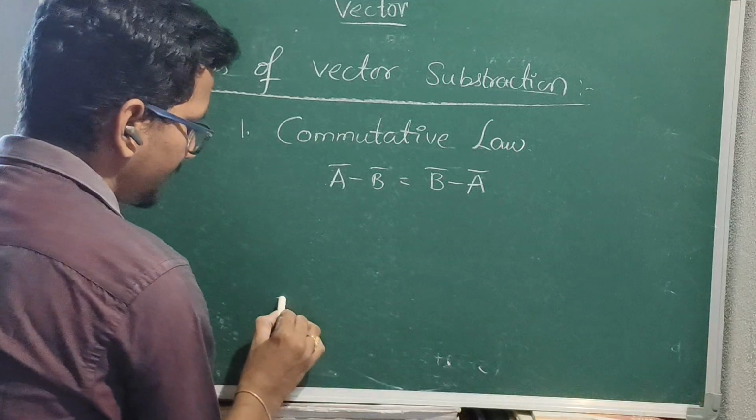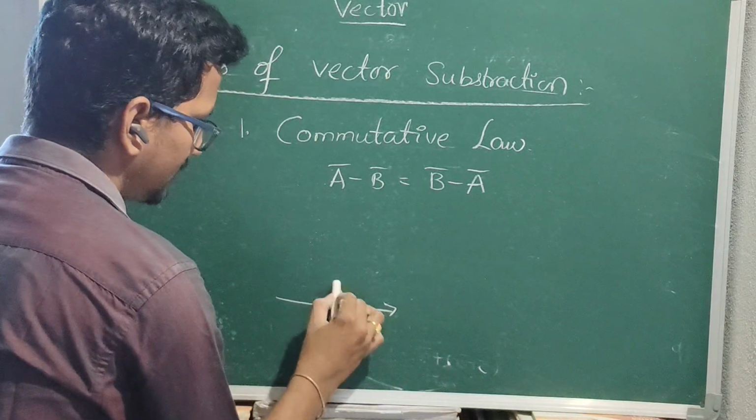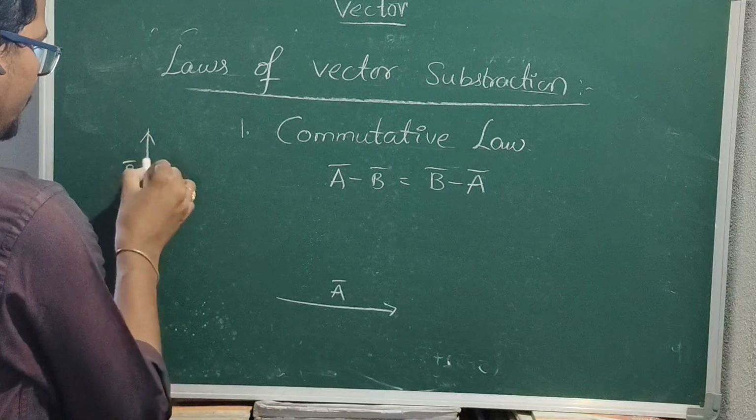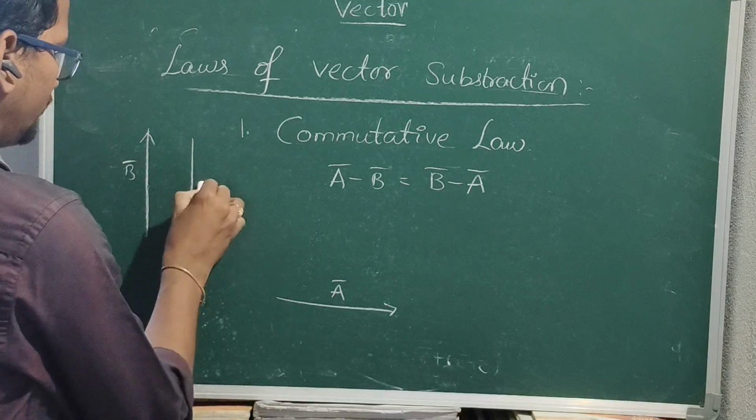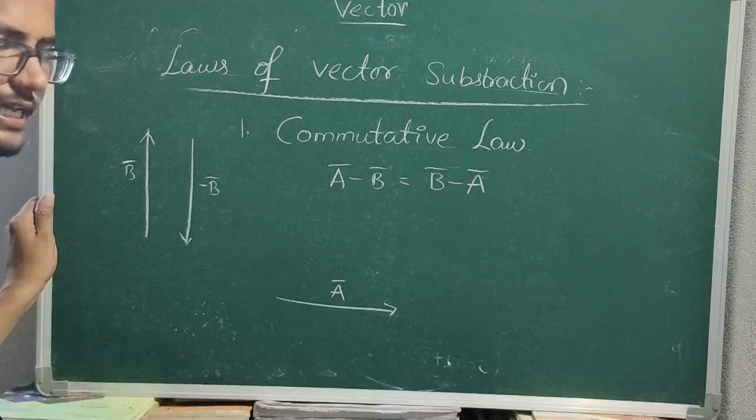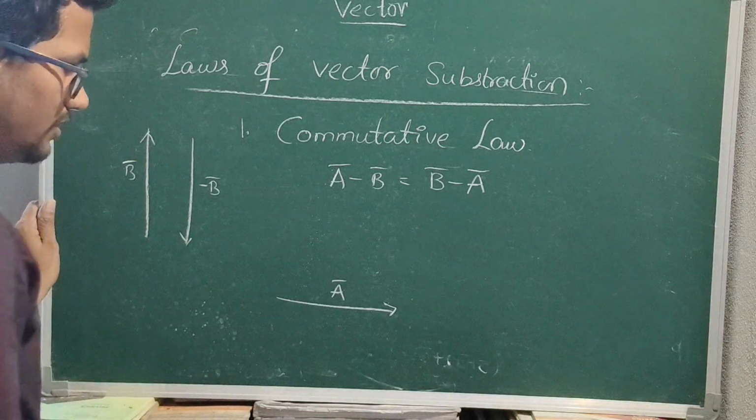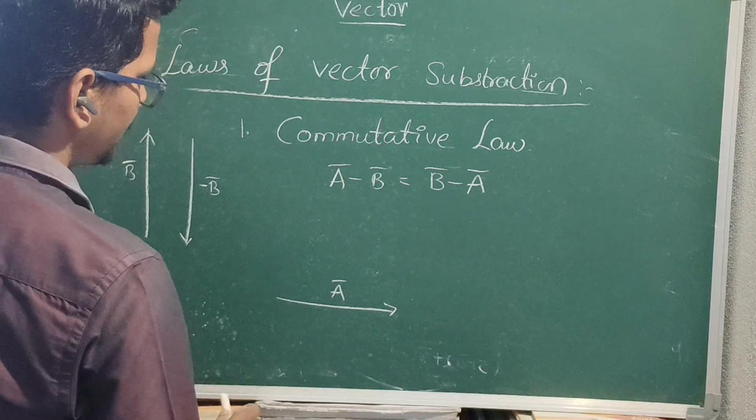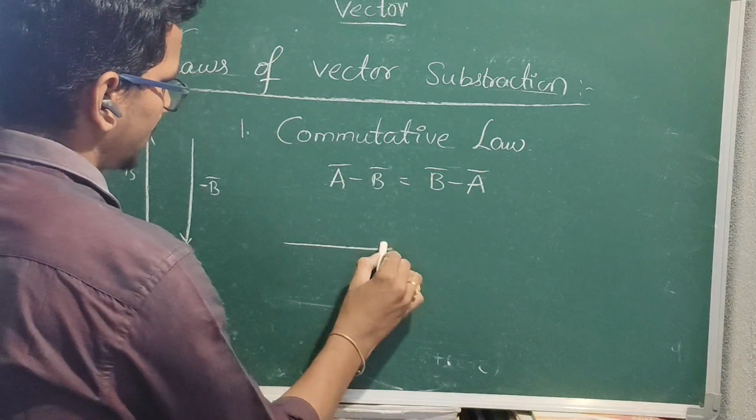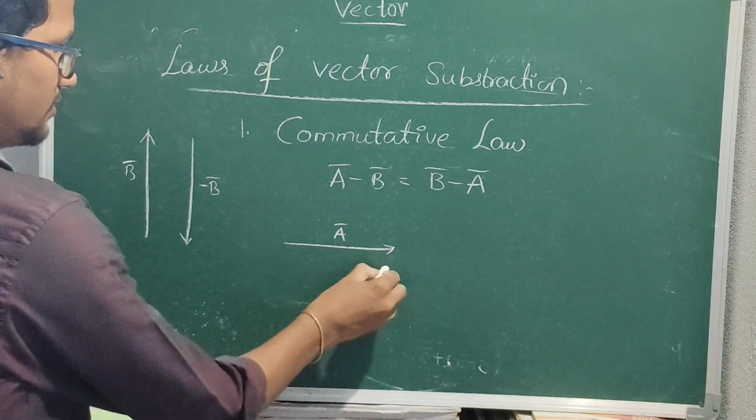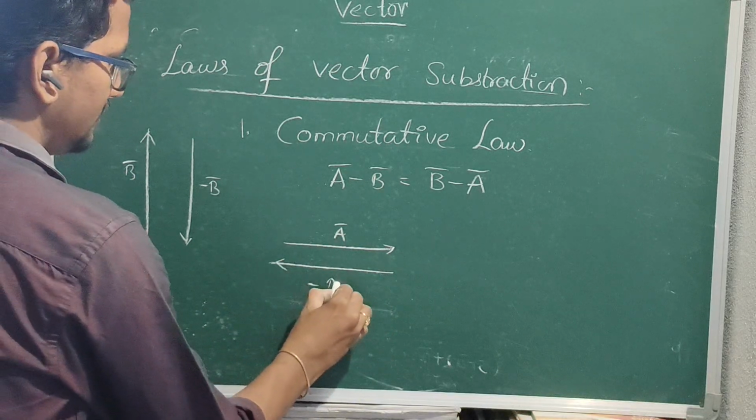First of all, a bar vector. For example, b bar vector will be positive and the negative vector b bar is in the downward direction. Whatever direction you consider, it will be easy. And next, first of all a bar vector will be there, positive a bar here, negative a bar in this direction.